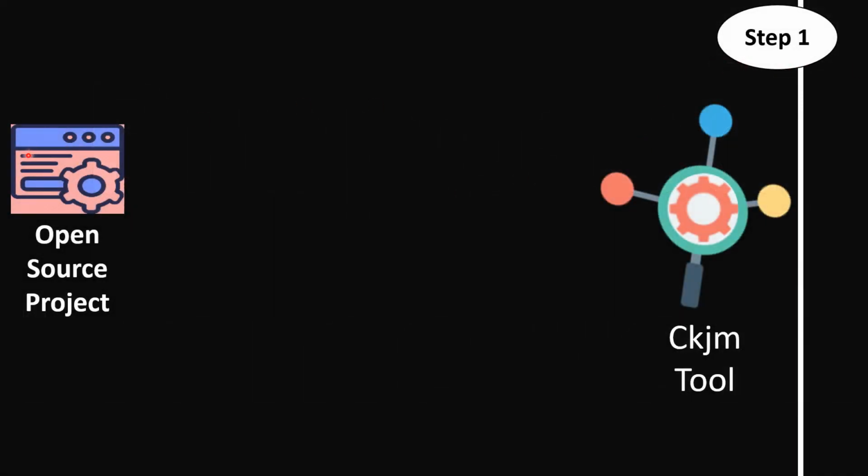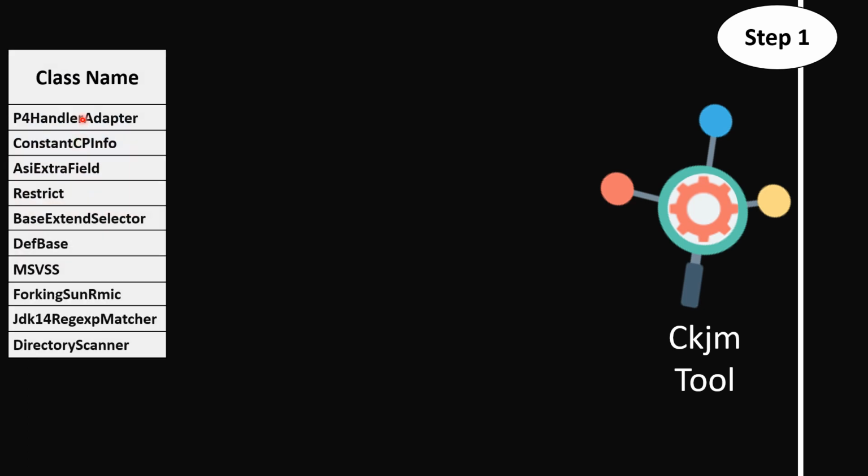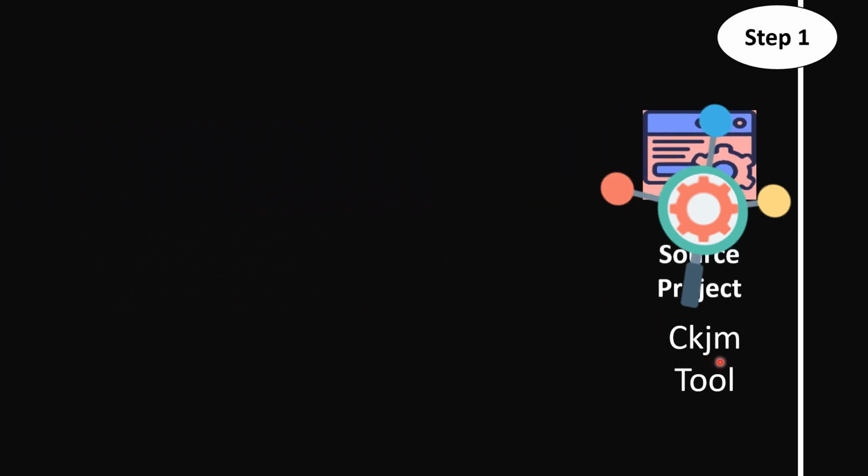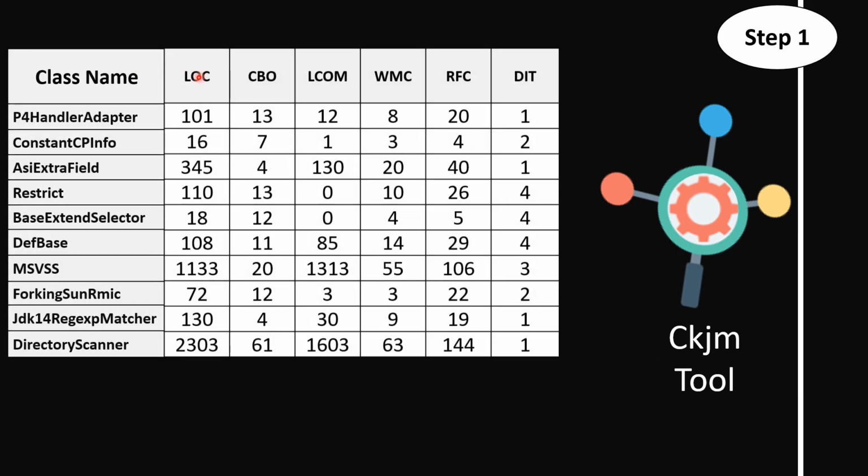The first step, the open source project that we need to assess will be given as an input. Let us go inside to see what happens in action. In the first step, the open source project that contains 10 classes or entities will be analyzed by a software tool called CKJM to calculate the software metrics. The output will look like this. Each row belongs to an entity, each column belongs to one software metric, and the intersection shows the measurement value of the entity in the metric.